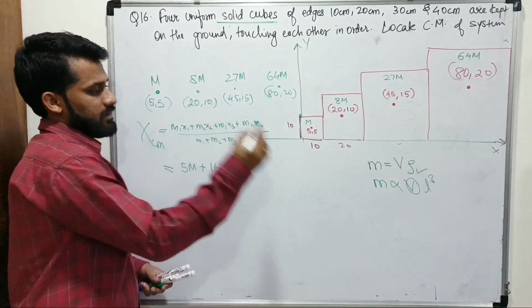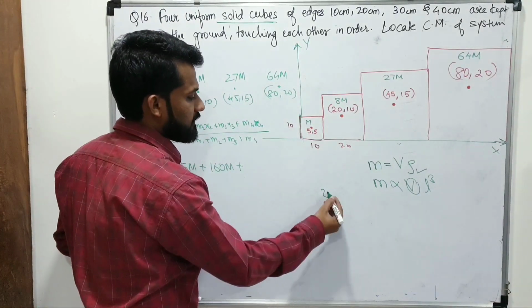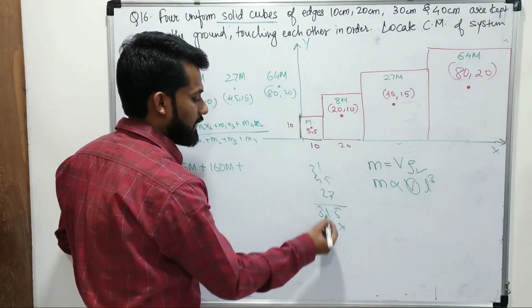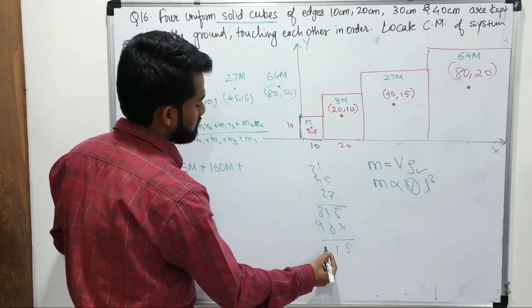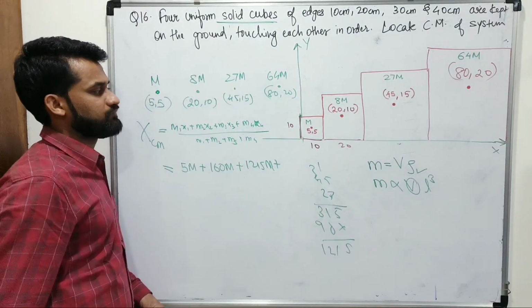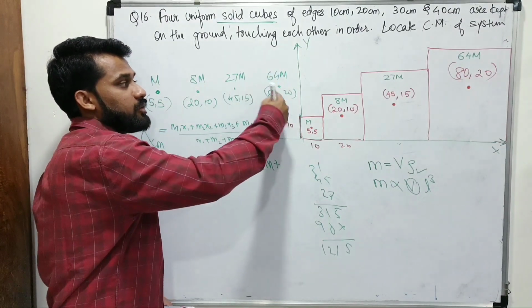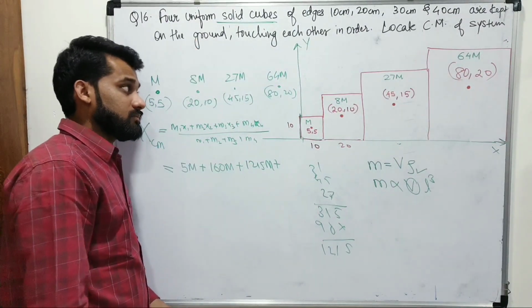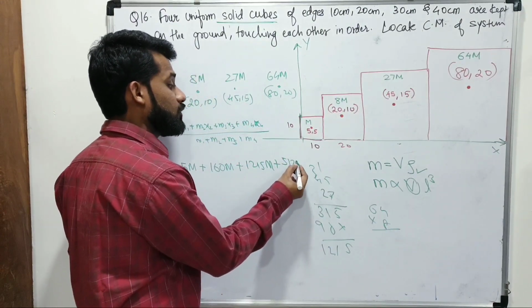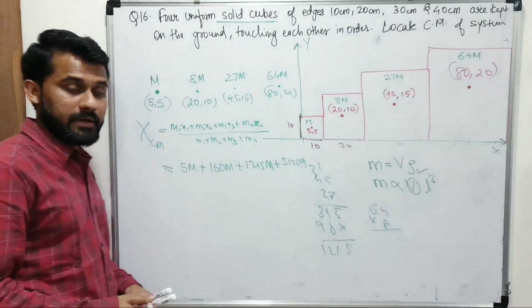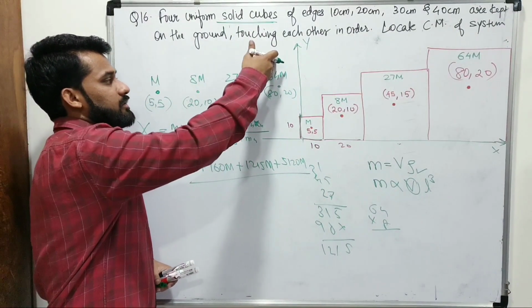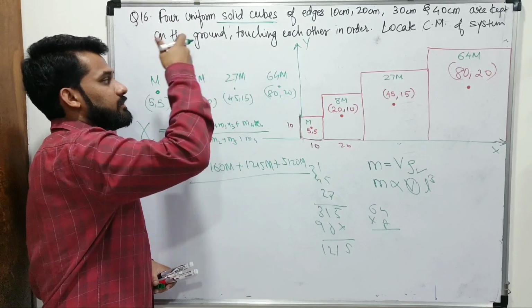45 into 27 is very difficult. 45 into 27 is 7 5 35, 28 31, so 1215m plus 64 into 80. 64 into 8 is 512, so 5120m, because it is 80, it is not 8. Upon the sum of all the masses, 64 plus 27 plus 8 plus 1.